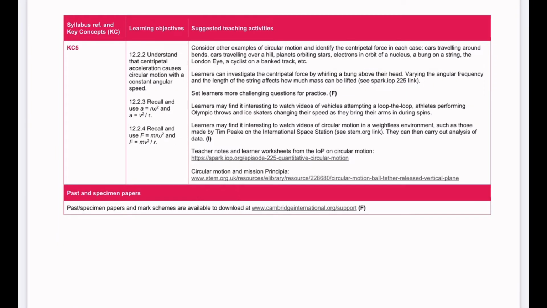12.2.2 Understand that centripetal acceleration causes circular motion with a constant angular speed. 12.2.3 Recall and use a = rω² and a = v²/r. 12.2.4 Recall and use F = mrω² and F = mv²/r.